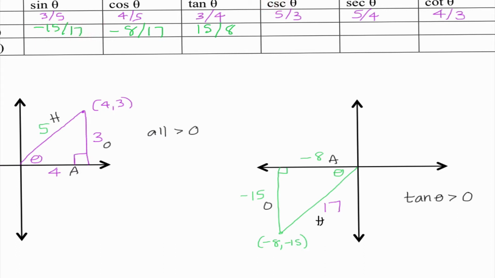Our next 3 are reciprocals. Cosecant is going to be -17/15. Notice I can just put the negative out in front. It doesn't need to stick with either the numerator or the denominator. It's just out in front there. The reciprocal of -8/17 is -17/8. And the reciprocal of 15/8 is 8/15.